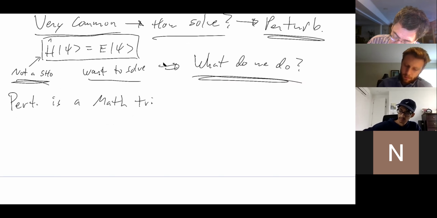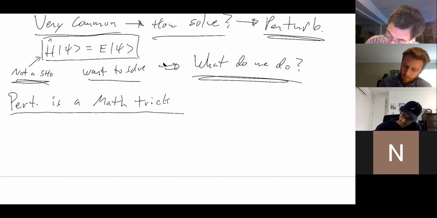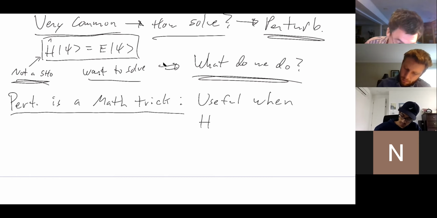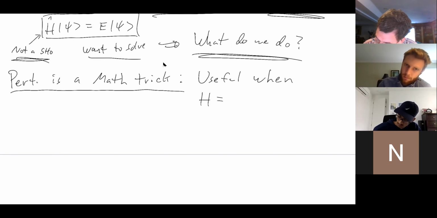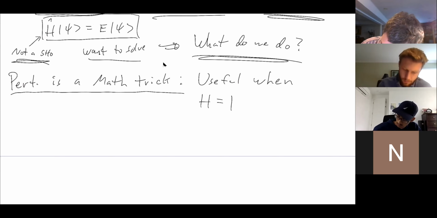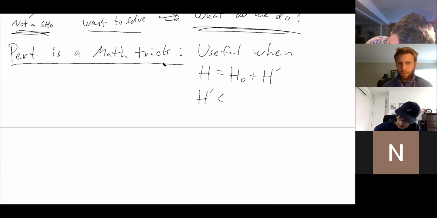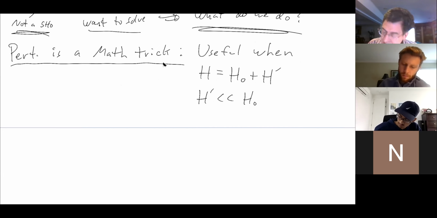But it's actually more than just a math trick. At heart, it is a math trick, and it's useful when I can write the Hamiltonian that I want to solve as a known Hamiltonian plus some perturbation, I'll call it H prime, where H prime is small. And small means it's a lot smaller than H naught.